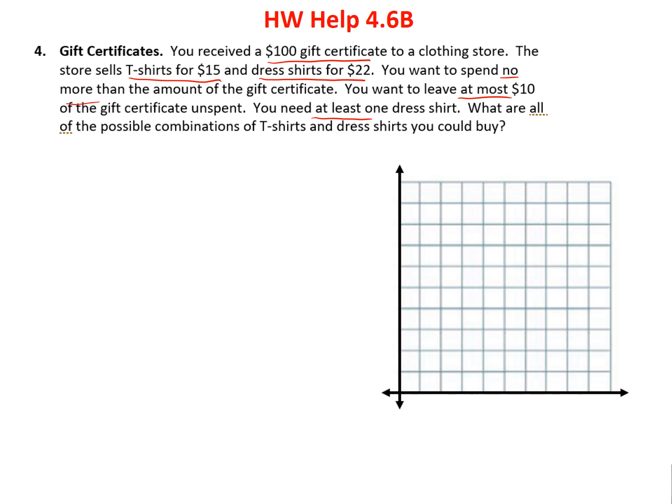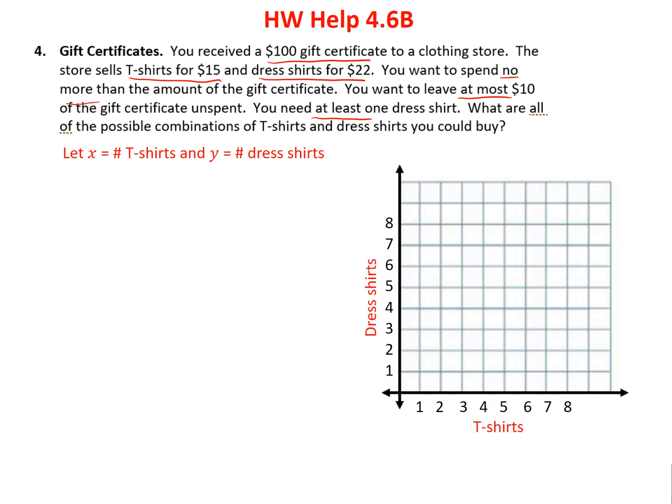First of all, let's define our variables. I'm going to let X be the number of t-shirts and Y be the number of dress shirts, so I can go to my graph and mark t-shirts and dress shirts. I went ahead and put the numbers in, since I'm assuming that even if I bought all t-shirts, this would be enough. 8 t-shirts would be over $100. We're ready for that.